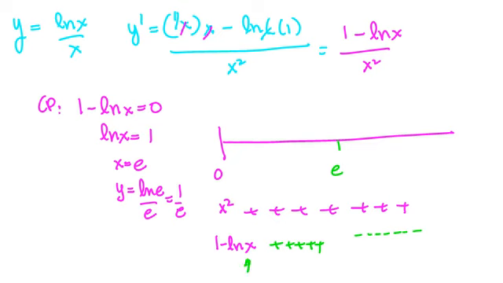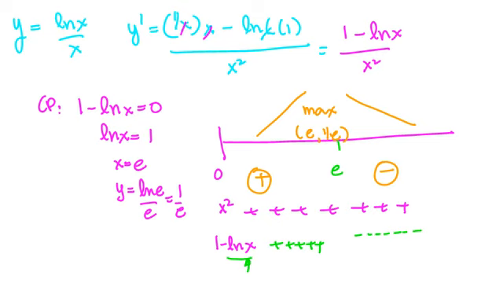Imagine that if x is very large here, that's going to be a large number, and 1 minus a large number is a negative number, so that's why I know that it's negative on the right side of e. So the derivative is negative on this side and positive on this side, and it means it's increasing and then decreasing, and here is my max, and it happens at e, 1 over e.